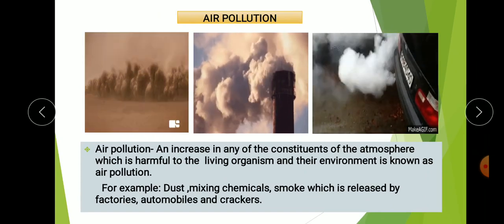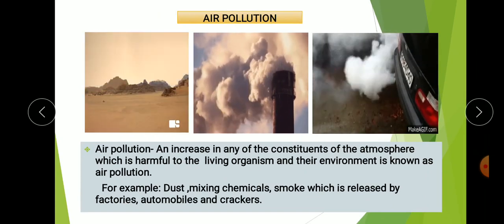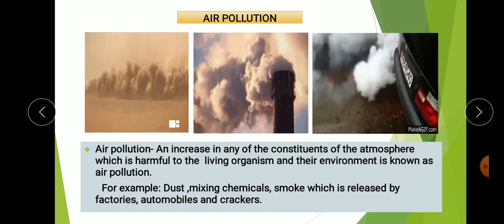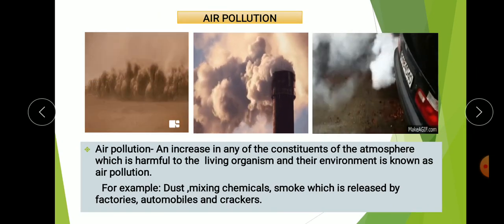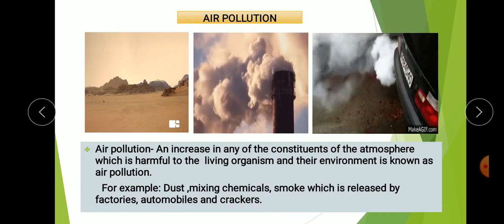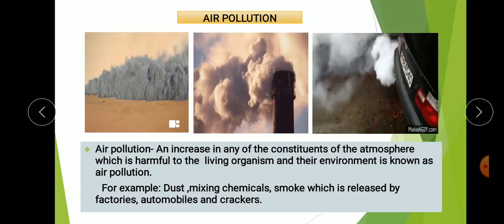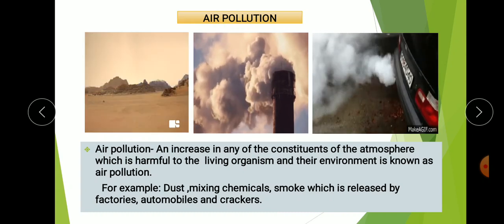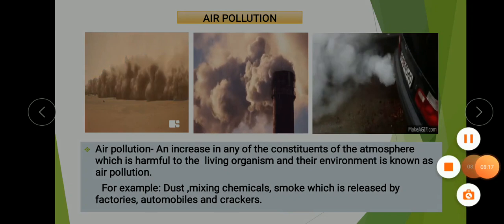These harmful gases and chemicals are released and mixed into the air, and it becomes very dirty and full of smoke. It is released into the air, and the air gets polluted, and it is harmful for all living organisms in the environment.